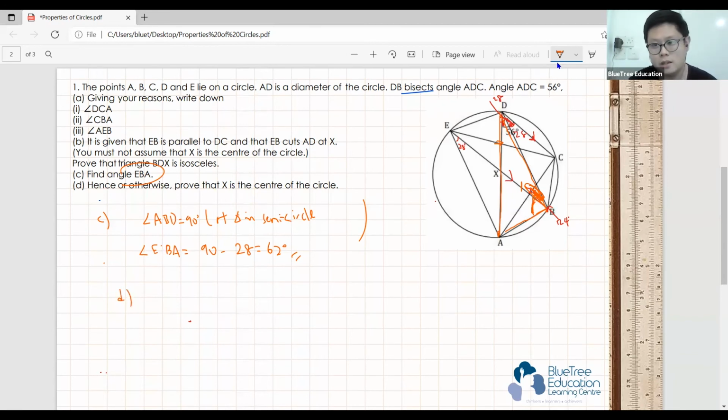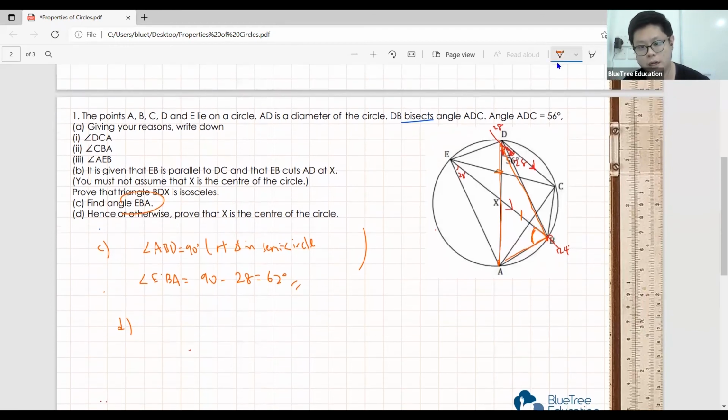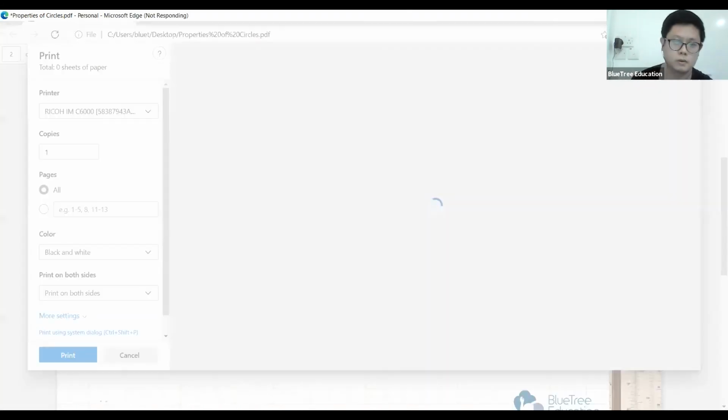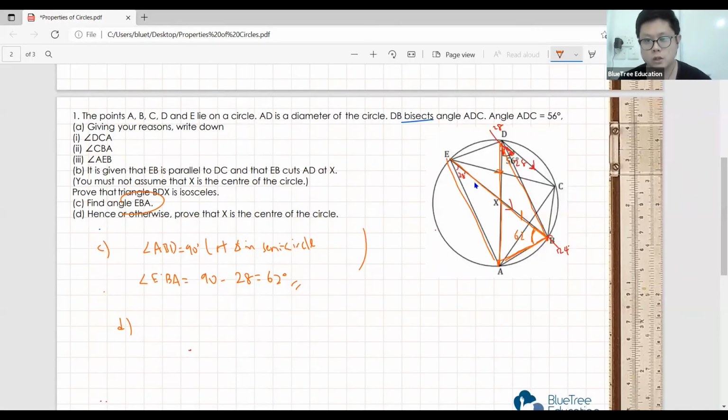All right, in part D, they say hence or otherwise prove that X is the center of the circle. Now, if you focus on the previous answer in C, if you have the 62 here, the focus point will be here as well, with this triangle EBA at the bottom. Sorry for the delay. Okay, so if you focus on this triangle at the bottom here, there is only one last angle to find.